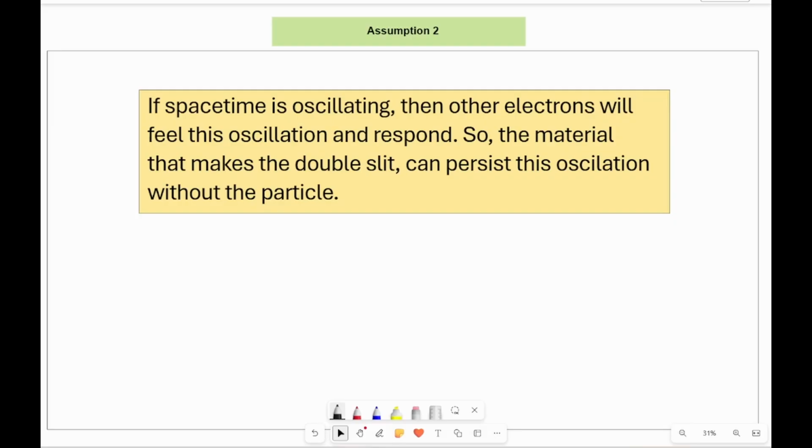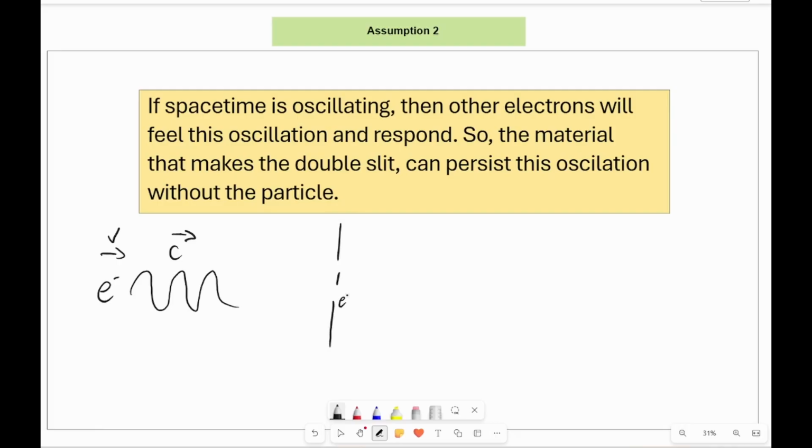So the material that makes the double slit can persist this oscillation without the particle, right? Basically, the oscillations in space-time induce an oscillation in the electrons in the material making the slit, and that can create its own signal. So if an electron is going forward here, it's going to be making some sort of wave, and this is going at c.